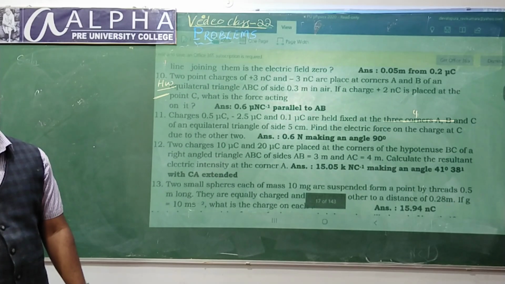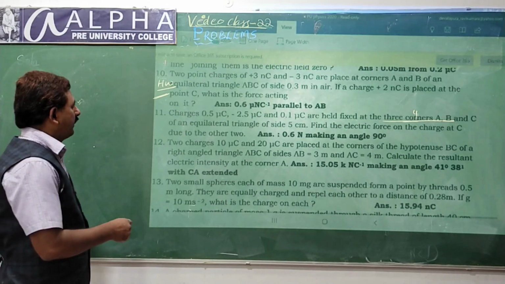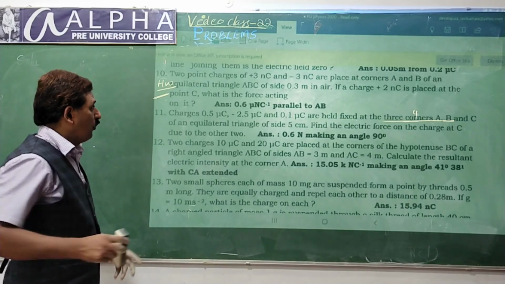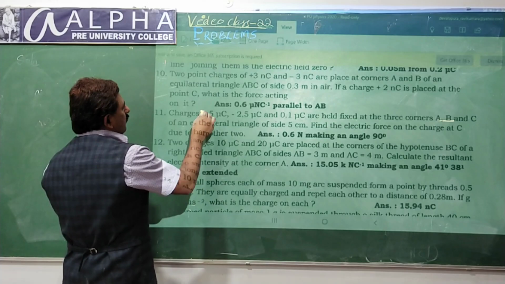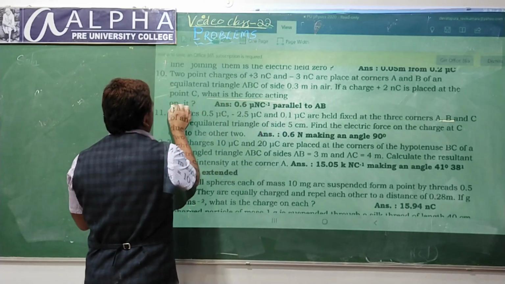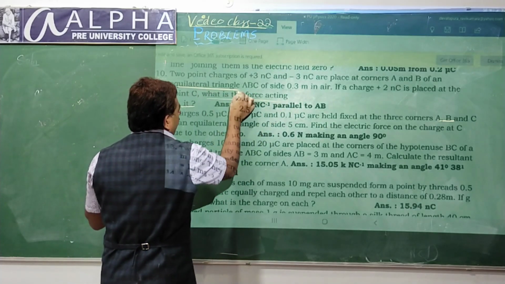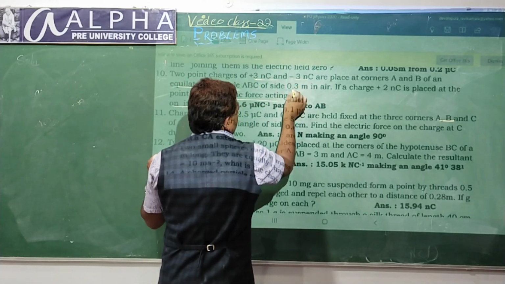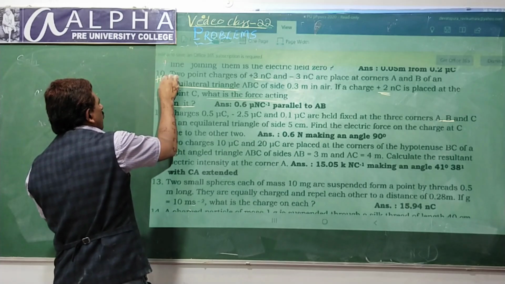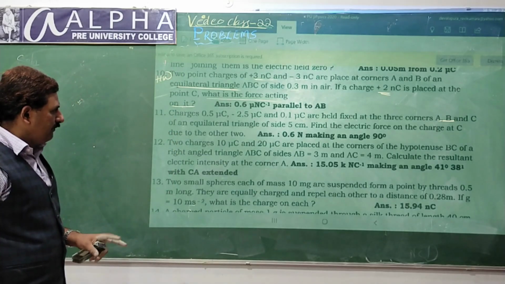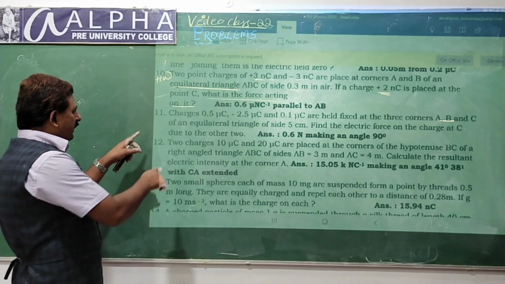That is this one. Okay, 10th one you try. 10th one also a homework problem. Try this. This is to find what is the force acting on it. Force acting. Same equilateral triangle, 2 charges, side length given, other charge is there. You try this at home. A homework problem. You try the same, right? So next one you can try this also.